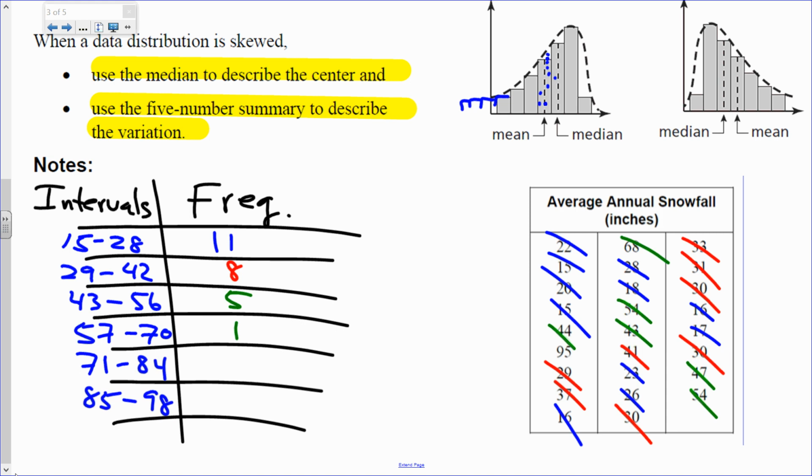How about 71 to 84? There's nothing. That's a zero interval. And the last one's 85 to 98. There's 1 right there, 95. So there's 1. All right, cool. We're done with the frequency table. We're rocking and rolling. We're almost ready now to draw our histogram. Let's see. We're going to find out right now.